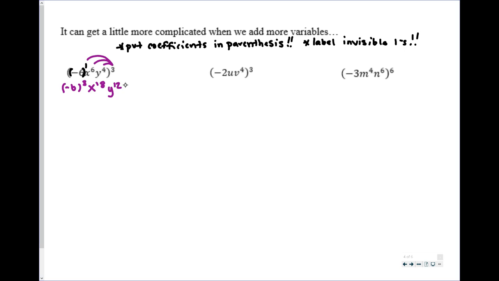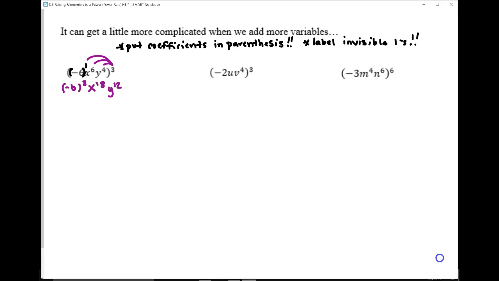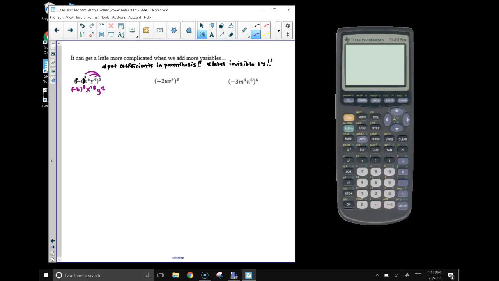Now the last trick is I can't have this thing, right? That's not simplified. So what am I going to use? I'm going to go to my calculator because I love my calculator. I'm going to put in parentheses, -6, parentheses, to the third power, and hit enter, and I get negative 216. So my final answer for this is negative 216, x to the 18th, y to the 12th. Okay?